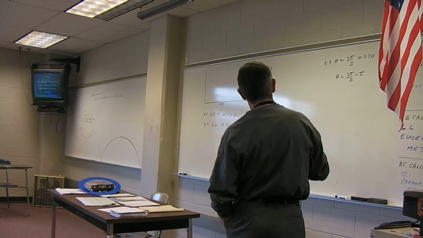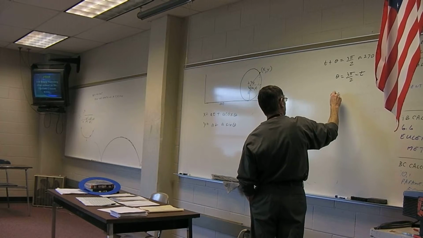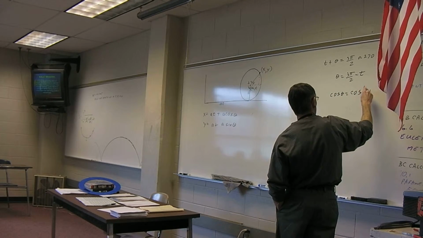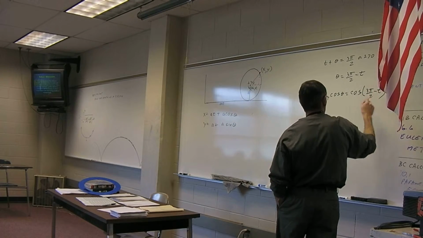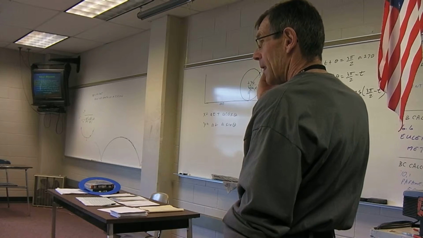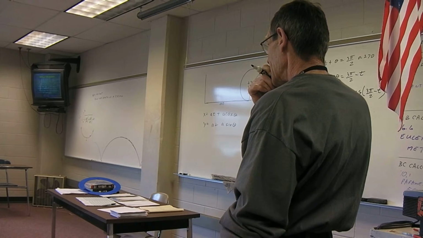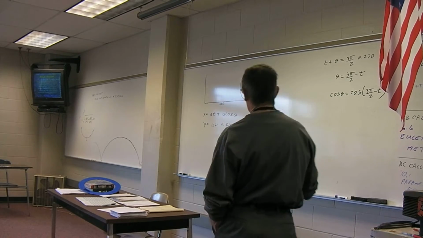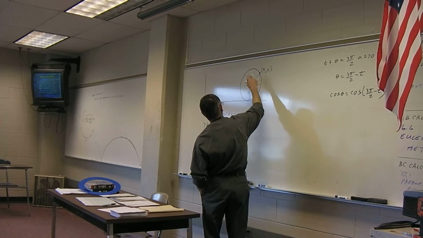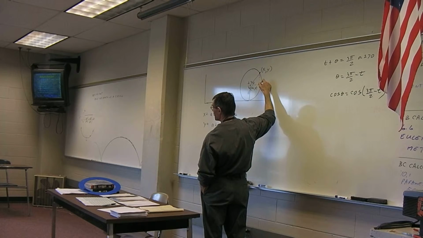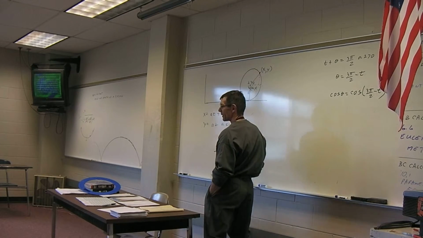All right, so now what is the cosine of theta? Well, the cosine of theta would be the cosine of 3 pi over 2 minus t. Yes? Why is t plus theta equal 3 pi over 2? Well, this is t, and I made a horizontal line here, so I've gone 270 degrees.